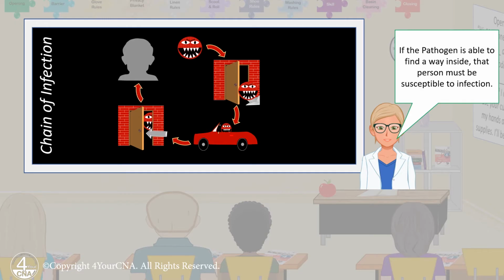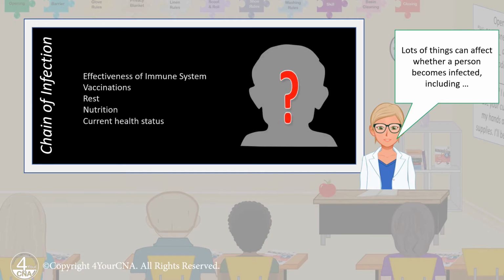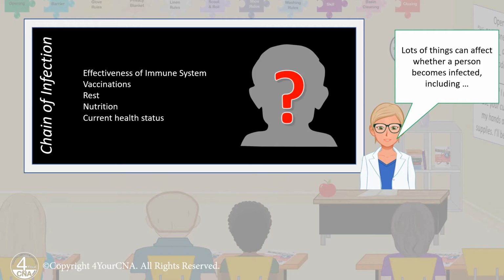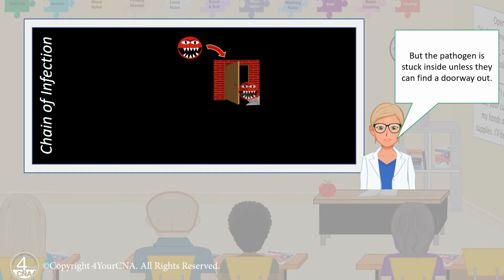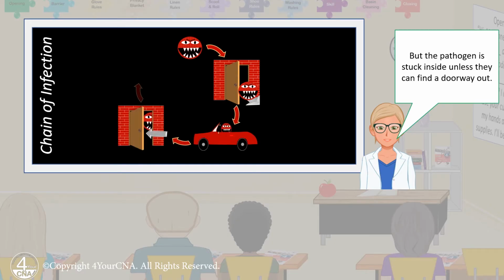If a pathogen is able to find a way inside, that person must be susceptible to infection. Lots of things can affect whether a person becomes infected, including the effectiveness of their immune system, their vaccinations, rest, nutrition, and current health status. If the patient is susceptible, now they have become a host to the pathogen. But the pathogen is stuck inside unless they can find a doorway out.